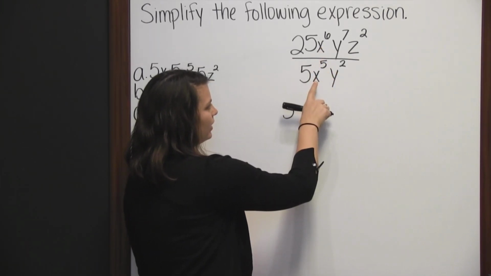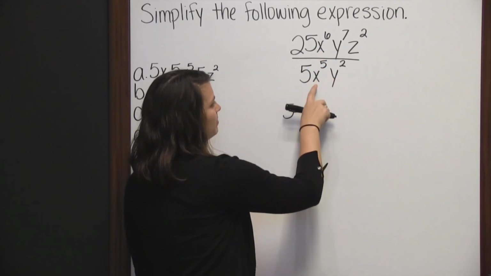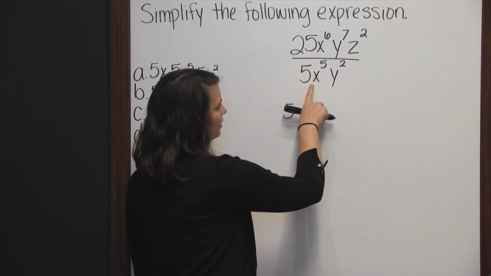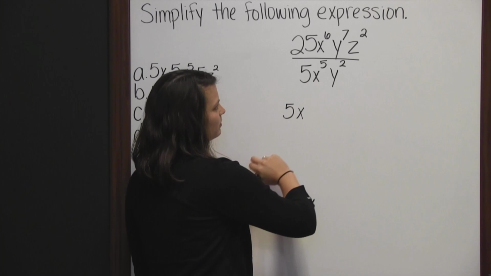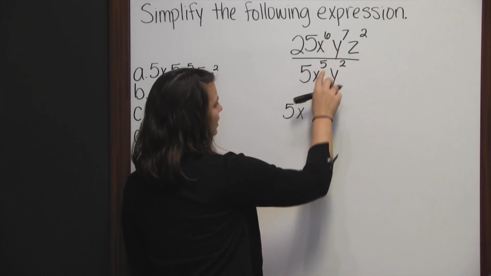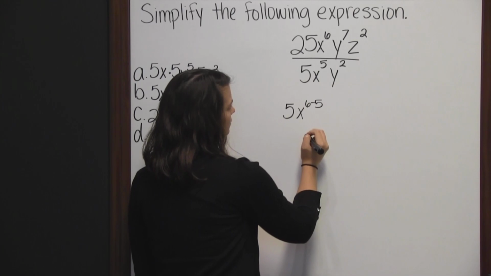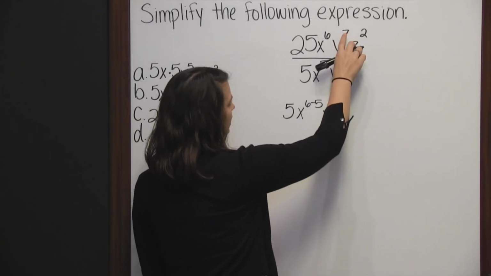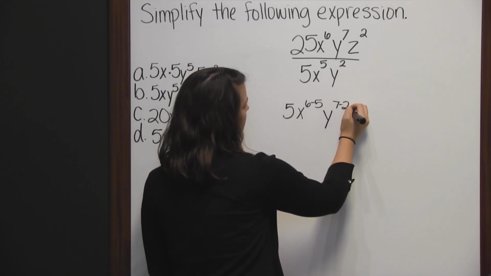When you divide and you have the same bases, like x to the 6th and x to the 5th, then all we have to do is subtract the exponent. So it's 6 minus 5. And then same thing with y. So it's y to the 7th divided by y squared, or y to the 7 minus 2.